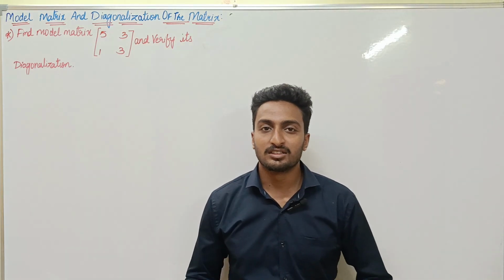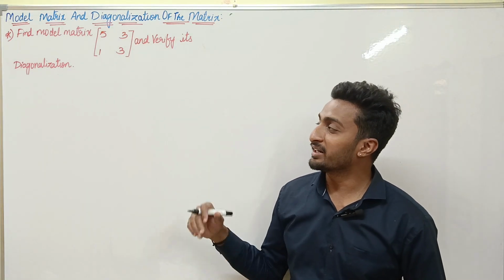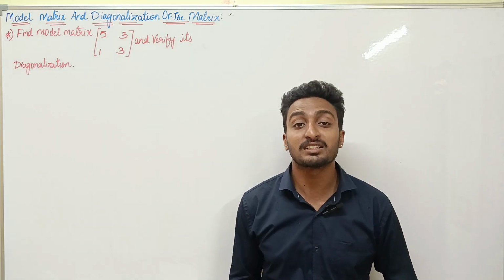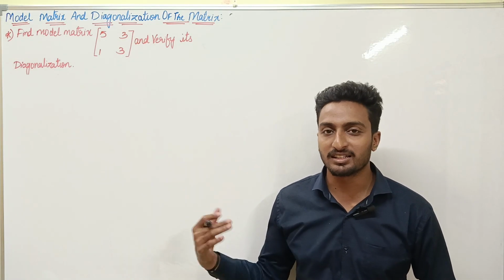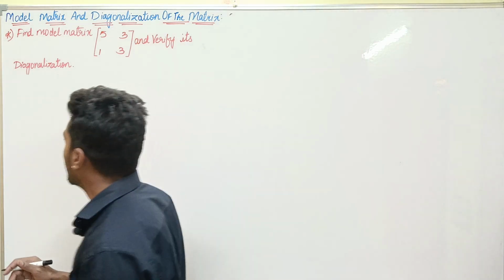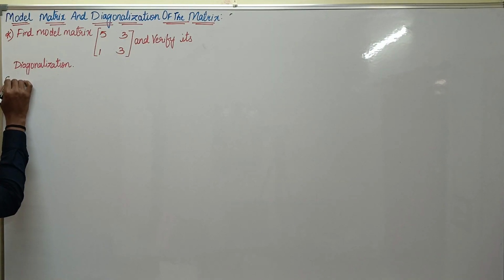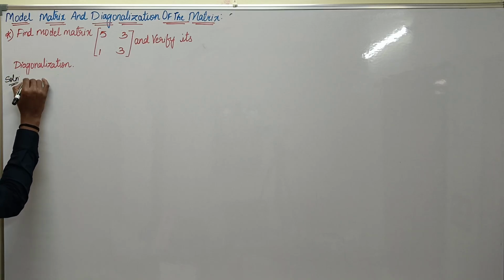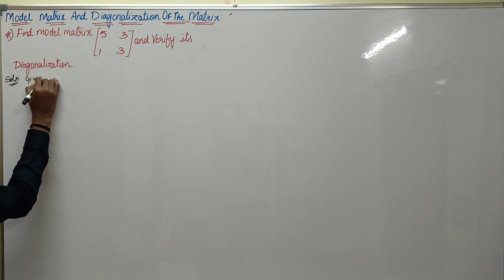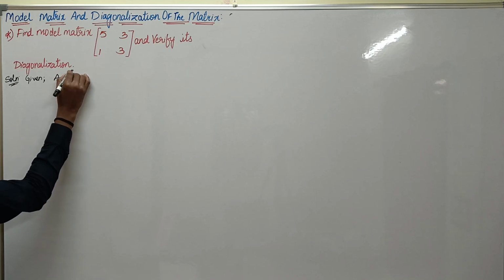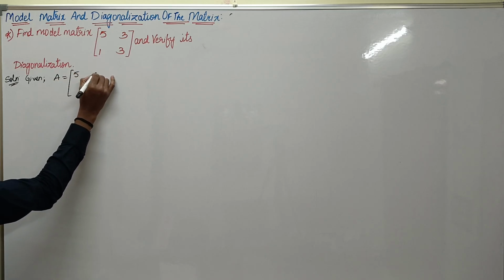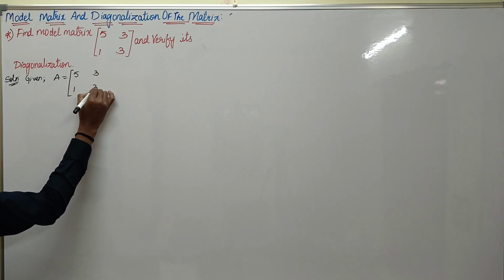Today, let us learn the model matrix and diagonalization of the matrix. Given a matrix, how to simplify? Let us see step by step. First, represent the given matrix: A equals 5, 3, 1, 3.